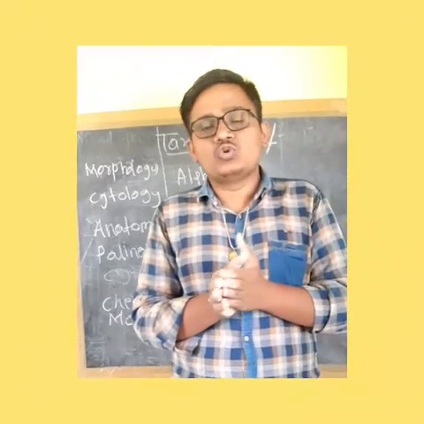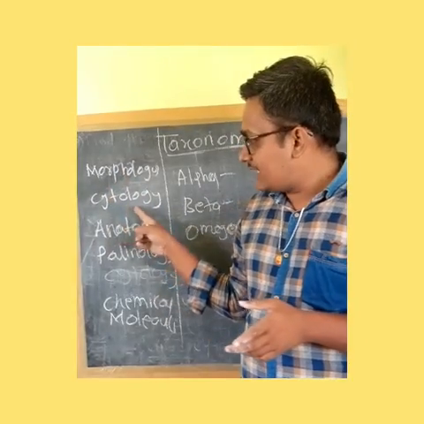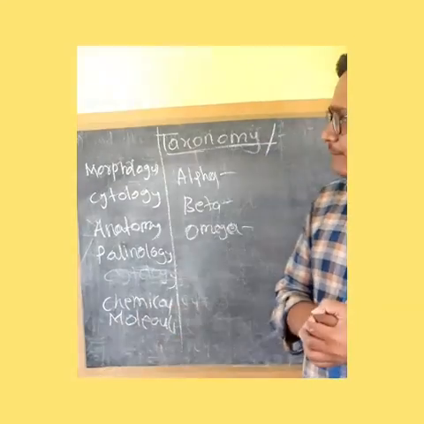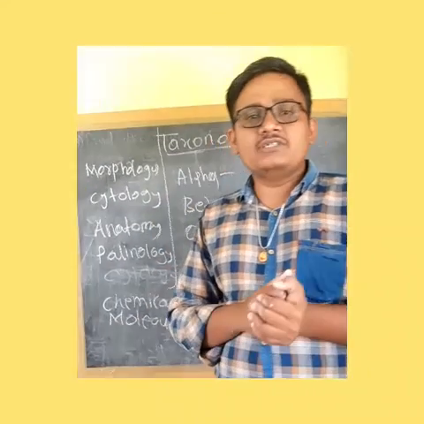Next point is the sources of data collection in taxonomy. There are six types of sources: morphology, cytology, anatomy, palynology, chemical, and the molecular approach. First, morphology. Morphology is nothing but the study of external characters.